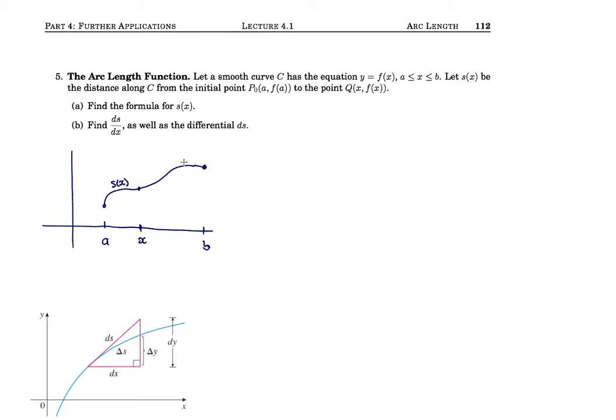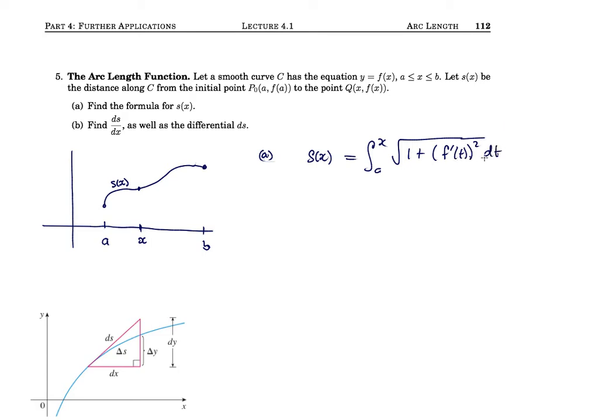So this function s of x encodes the arc length of the curve from A out to this other value x. And what we'd like to do is find a formula for s of x. Well, s of x is the arc length along the curve from A to x. So it's the integral from A to x of the square root of 1 plus the derivative squared dt in this case.